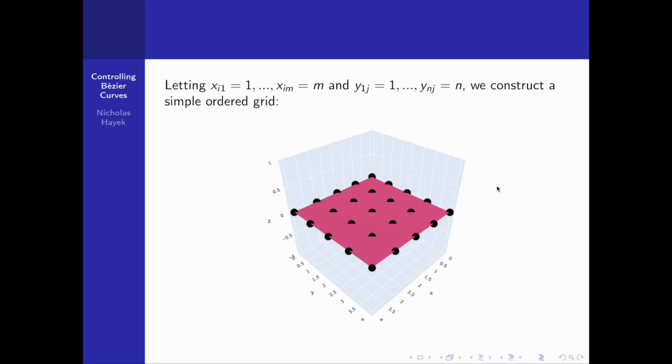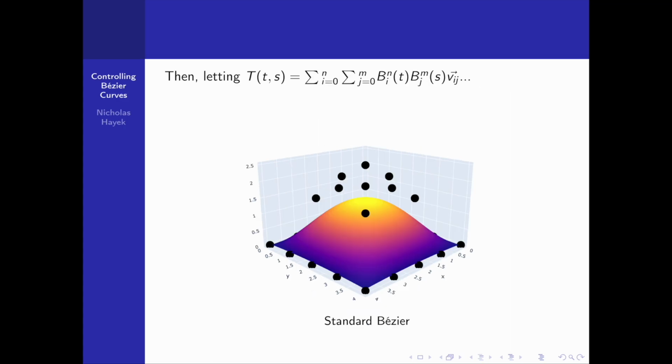To implement a Bezier surface, the easiest way to do it is to create a grid of unit squares on the x and y plane. And so that's what we've done here. And then once we have a sufficient number of points, we can change their z values and get some actual curvature. And so that's what we have here.